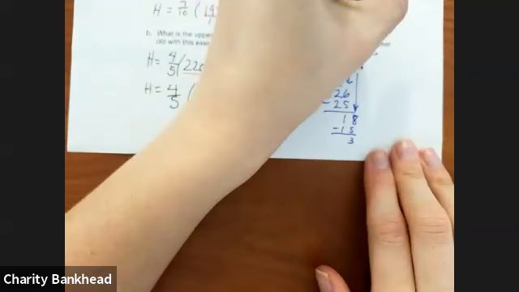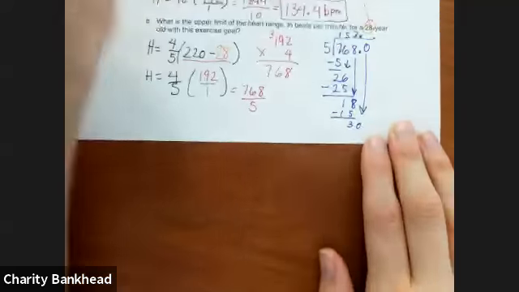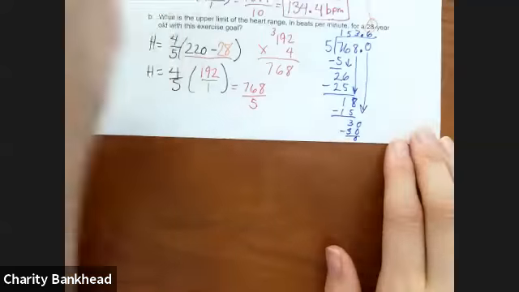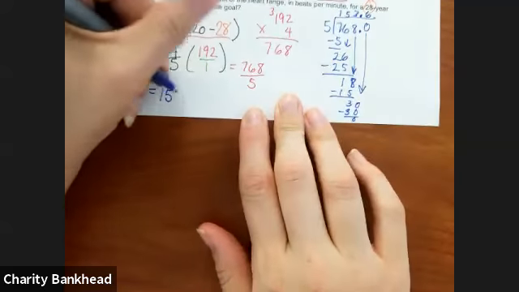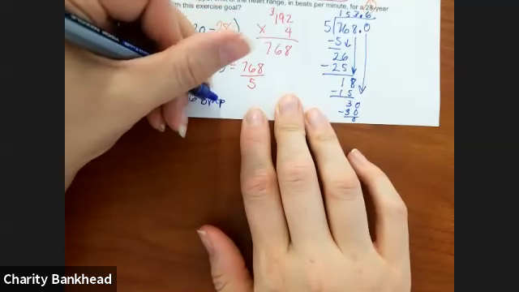So let's go ahead and put a decimal point and a 0 to bring down. And then 5 goes into 30 exactly 6 times. All right, so our final answer is 153.6 beats per minute. And that's the upper limit.